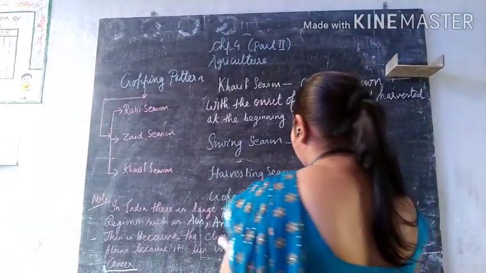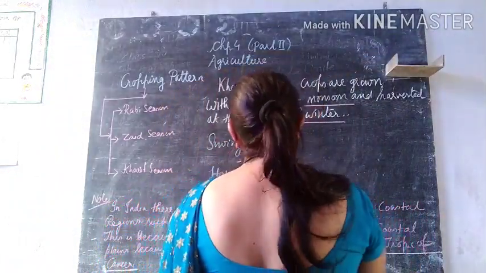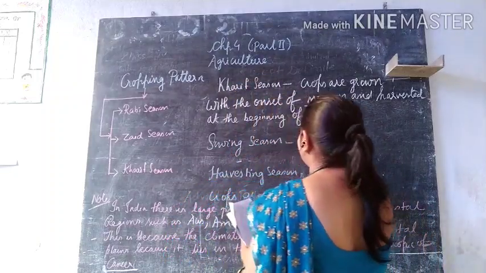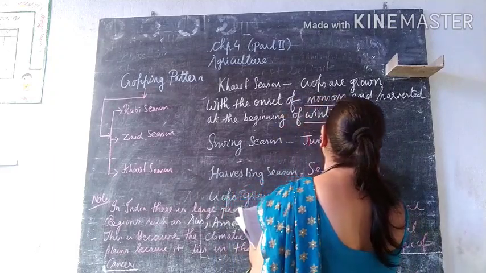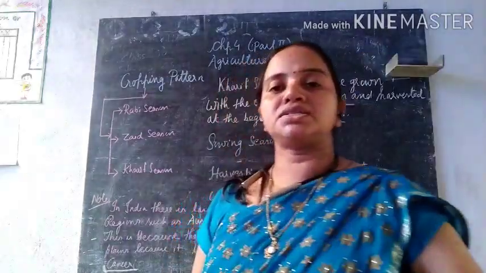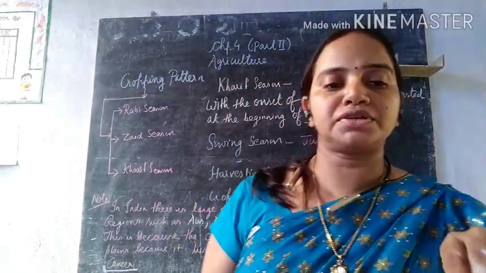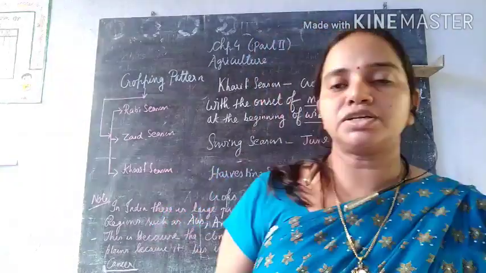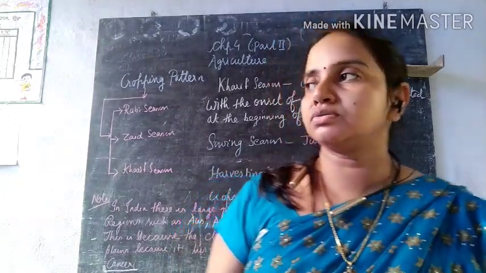When is the month when it could be sown? So the month when it could be sown is June. And when it could be harvested, that is from September to October. So this crop needs a high temperature, from 25 to 30 degrees, for its growth. Besides this, it needs 100 centimeters of rainfall also.